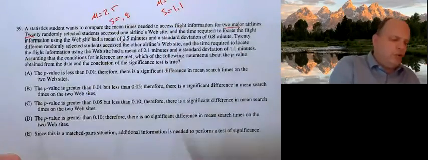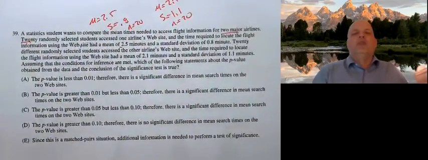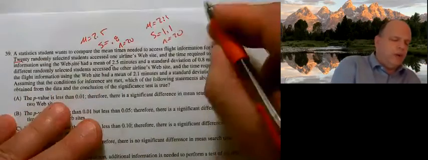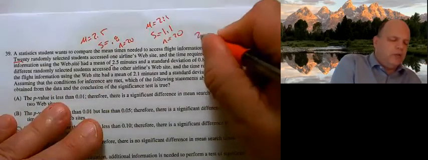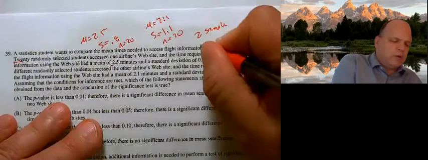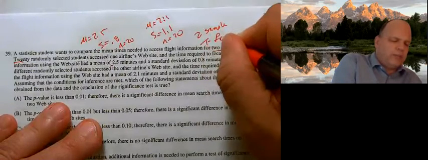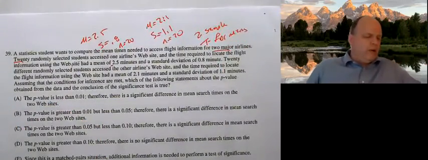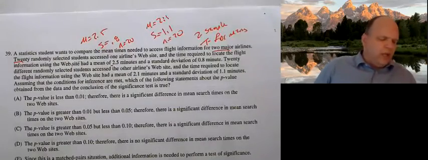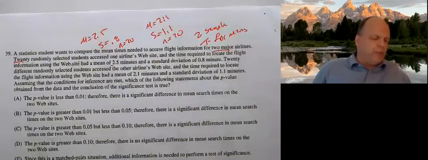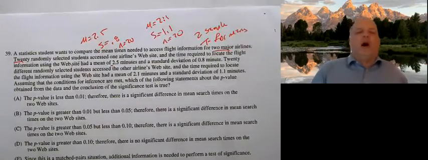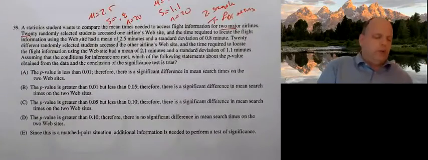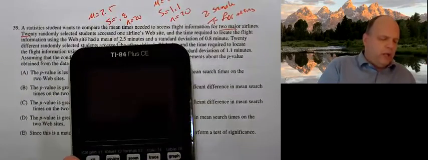Now we have 2 independent samples of 20. This is important. So since we have 2 independent samples, we have 2 means, we're running a 2 sample t. This will be a 2 sample t for means. So let's go ahead and run this because they want to know, assuming the conditions for inference were met, which of the following statements about the p-value obtained is true? Well, obviously we didn't calculate the p-value yet, so we're going to have to do that. So what do we get?